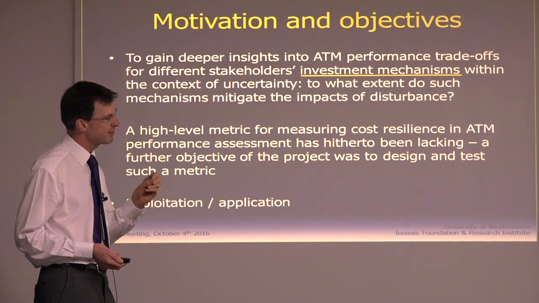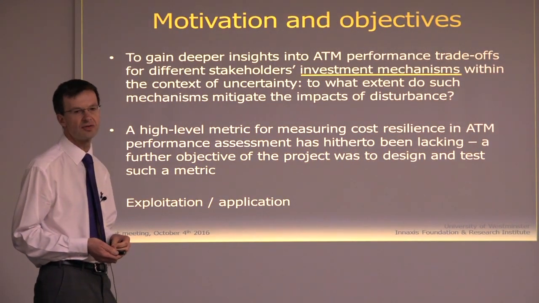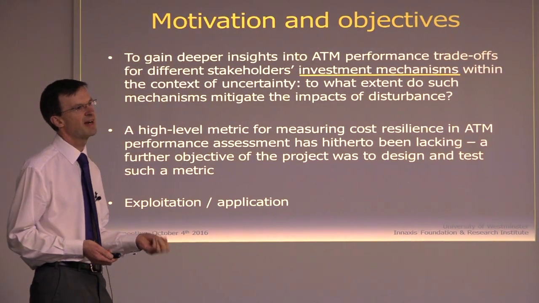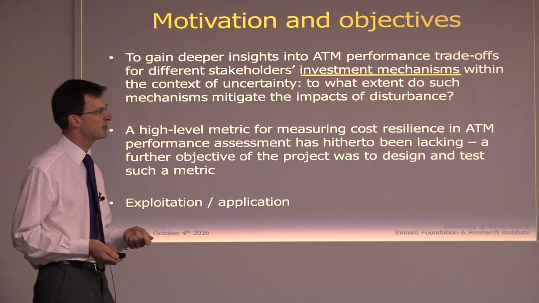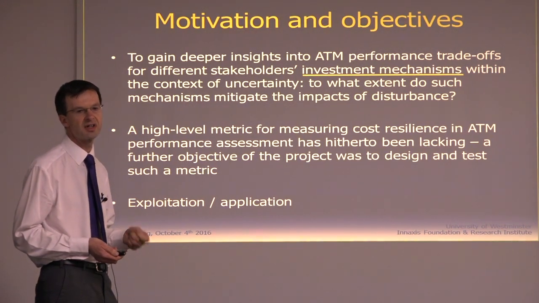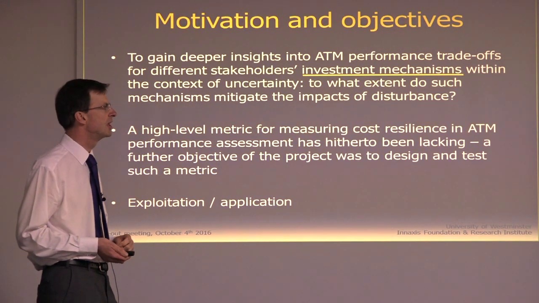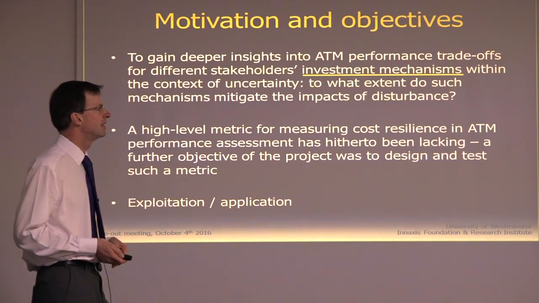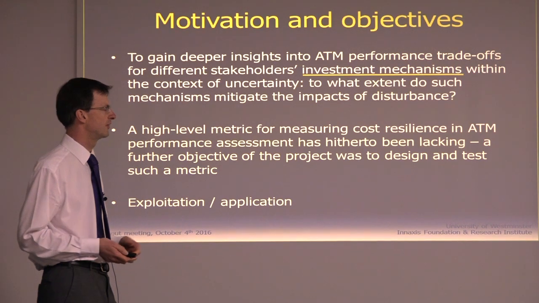We call them investment mechanisms to remind ourselves from the start that these mechanisms come at a cost. So we're investing money when we put the mechanisms in place, and that's what complexity cost is about: trying to understand the cost-benefit relationship between the money we invest in the mechanisms and the value we get back in terms of mitigation and reduction of disruption.